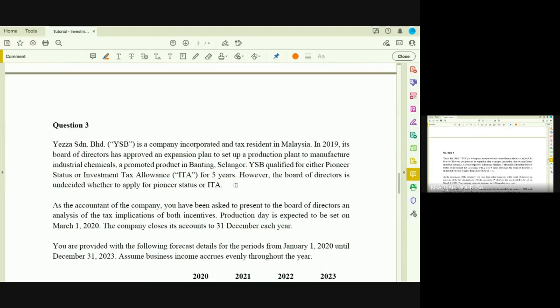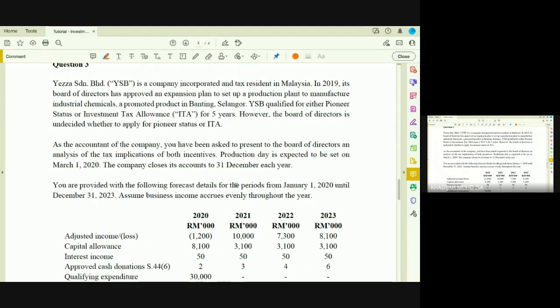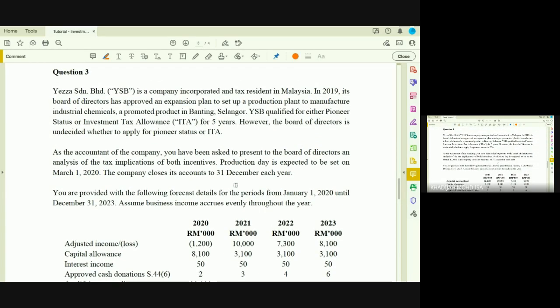Okay. Question number 3 is a bit different, where it says that Yeza Sdn Bhd is a company incorporated and tax resident in Malaysia. Remember that one of the criteria for you to apply for tax incentive in Malaysia, the company must be a Malaysian resident company. So how to be a resident company?